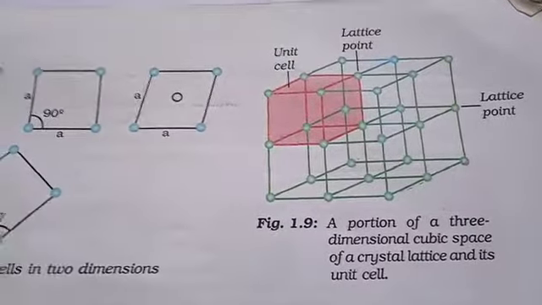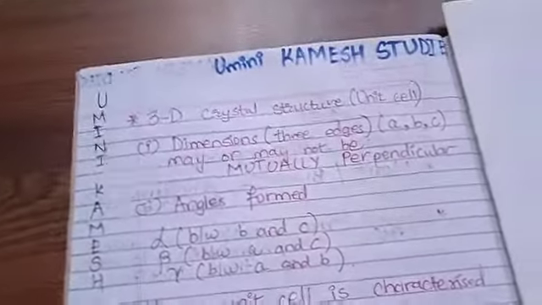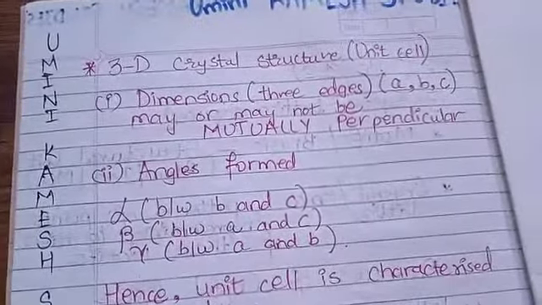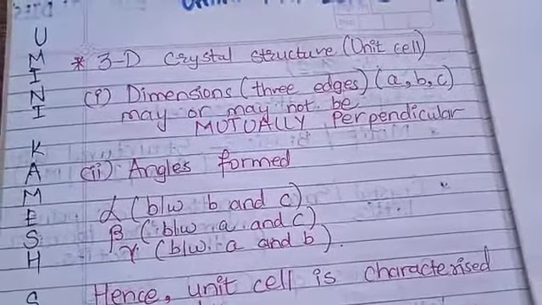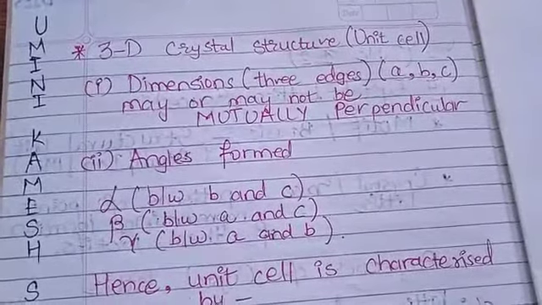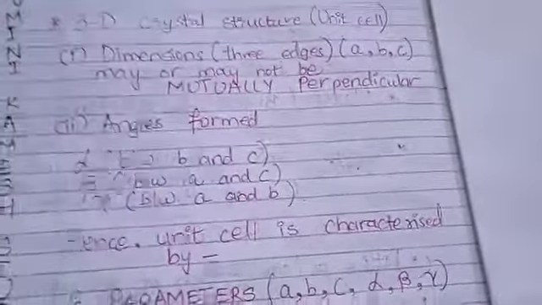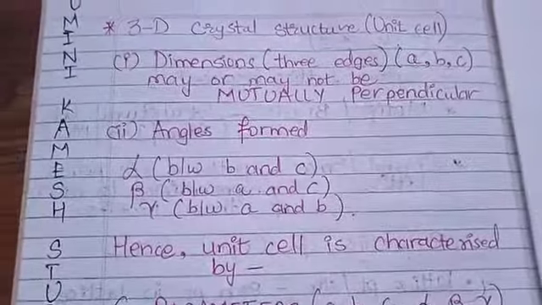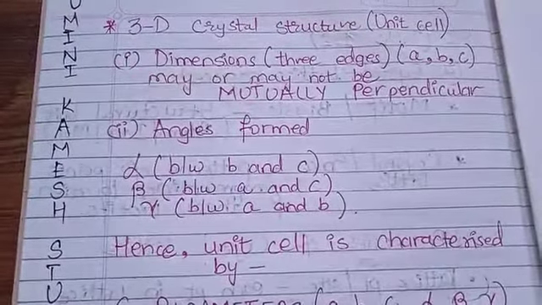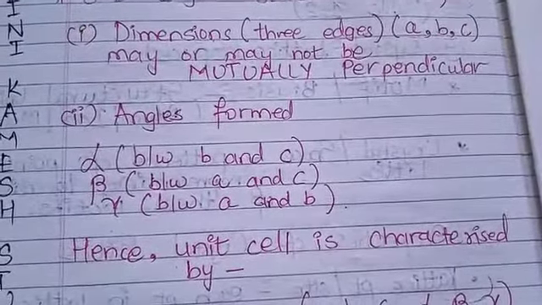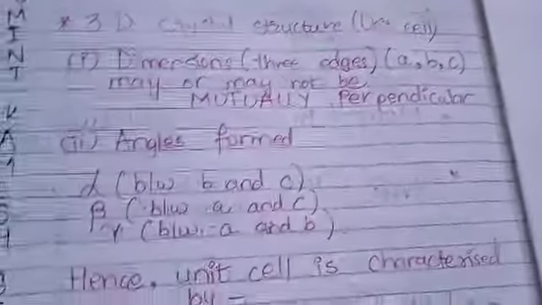So let's proceed ahead with the help of the 3D crystal structure. We are going to see the 3D crystal structure of the unit cell. How are we going to proceed? This is going to help us identify the unit cell. We are going to see the 3D structure of the unit cell, which is mostly based on these two parameters.